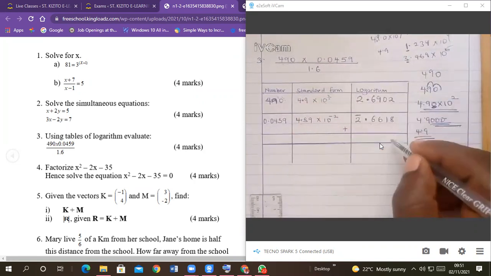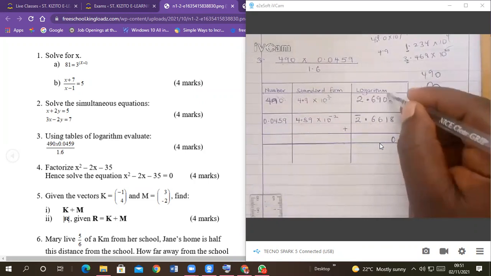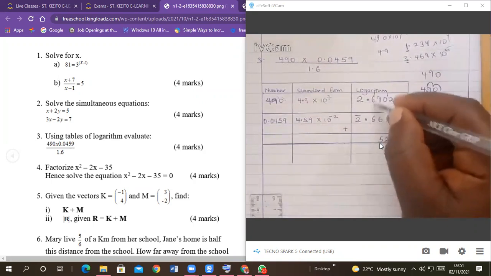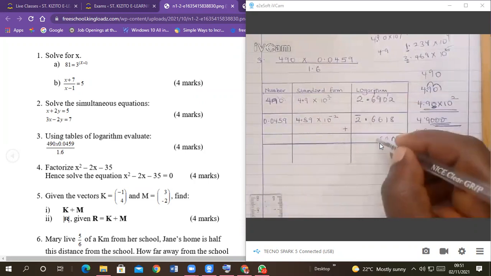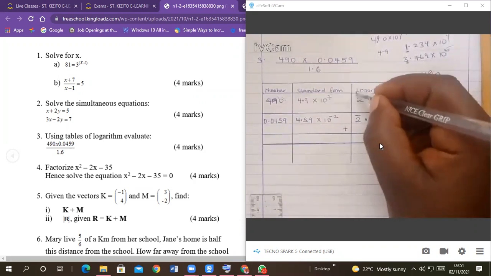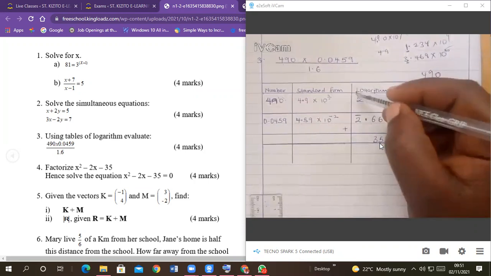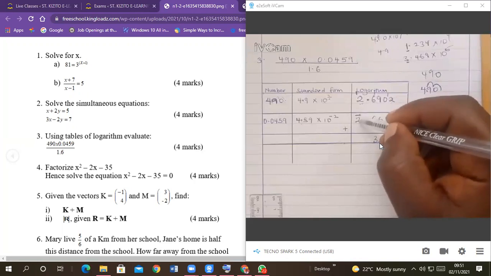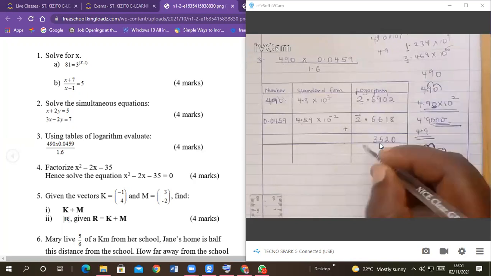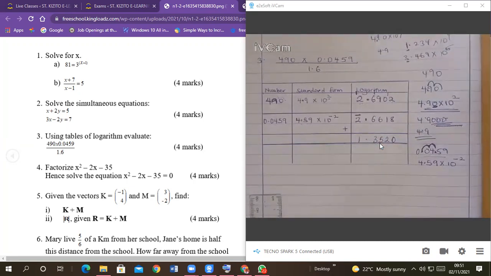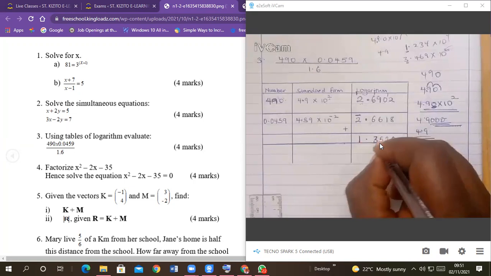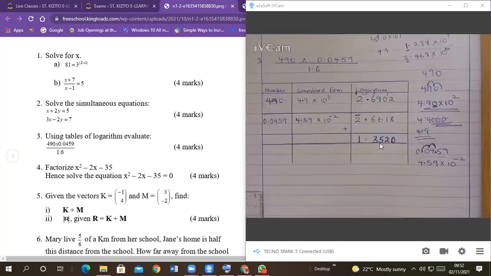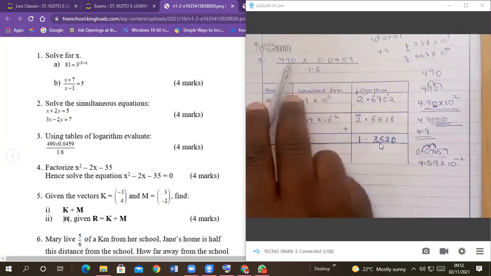So for the numerators here, it was multiplication, so we are going to add this. 8 plus 2 is 10, I write 0, carry 1. 1 plus 1 is 2. 9 plus 6 is 15, 5, carry 1. 6 plus 6, that is 12, plus 1, 13, 3, carry 1. And then you have 1 plus 2 is 3. Then minus 2, because this is negative 2. So minus 2, you remain with 1. So you have 1.3520 after addition.